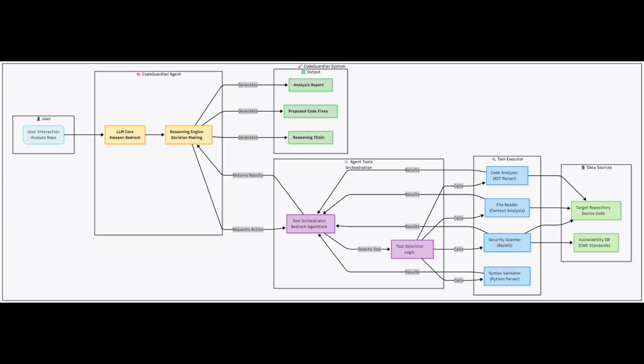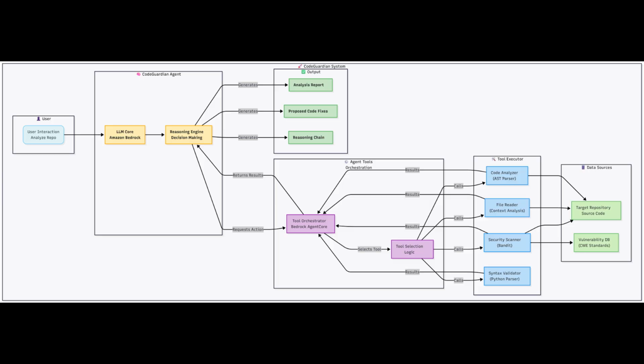Based on the request and its internal state, the reasoning engine interacts with the tool orchestrator, which is managed by Bedrock Agent Core. Agent Core contains the tool selection logic that determines which specific tool is needed for the current step. Agent Core then directs the tool executor to run the selected tool. The tool executor acts as the bridge between the agent's decisions and the actual execution of tasks.